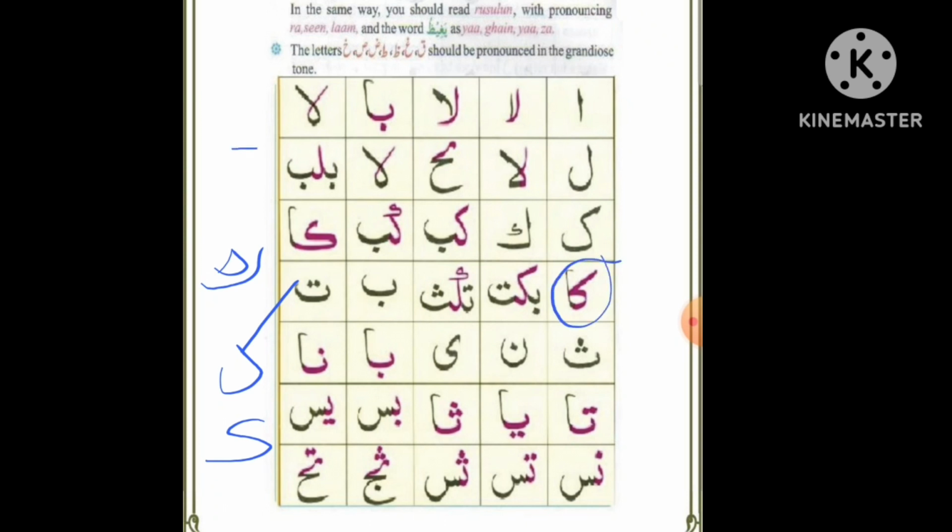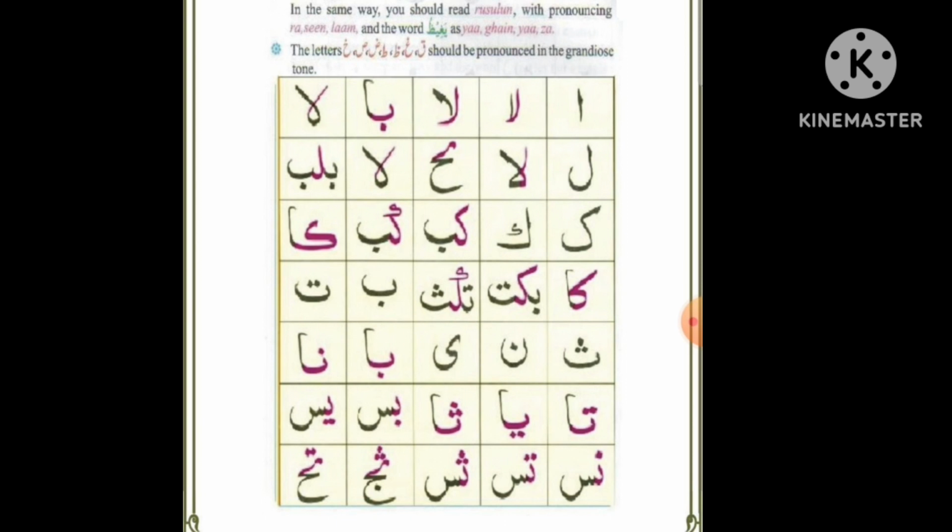Then come to the fourth line. Fourth line, first word is also a Kaf. This is a Kaf and there is an Alif joined to it. So it is Kaf Alif, Kaf Alif. Then you have Ba, Kaf, Ta, Ta, Kaf, Sa, Ba, Ta, Sa, Noon, Ya, Ba Alif, Noon Alif, Ta Alif.